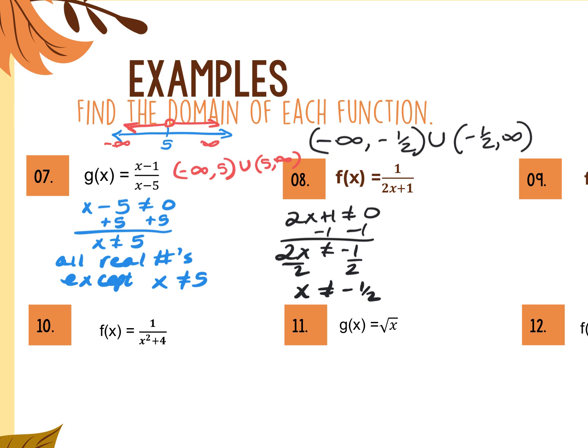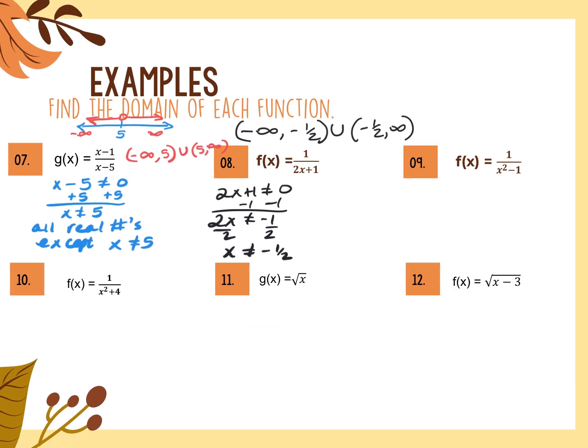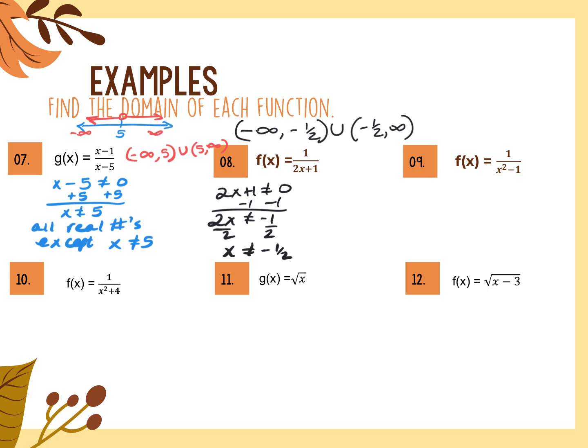Number 9, same thing. I need to set the denominator not equal to 0. Now, I can either factor this or use the square root method. If I just want to try the square root method, remember whenever you do this, you're going to get positive and negative 1. It might be better to factor it if you think you're going to forget that plus minus.